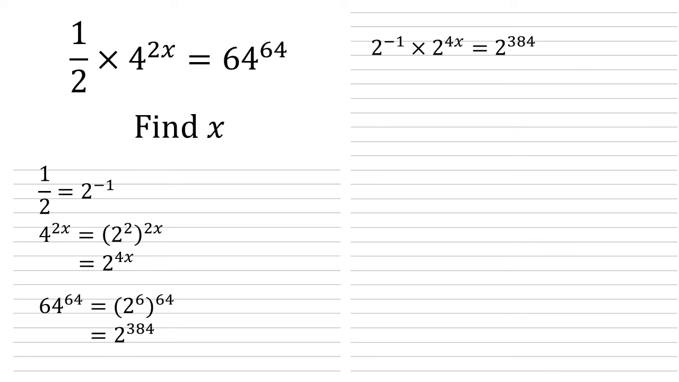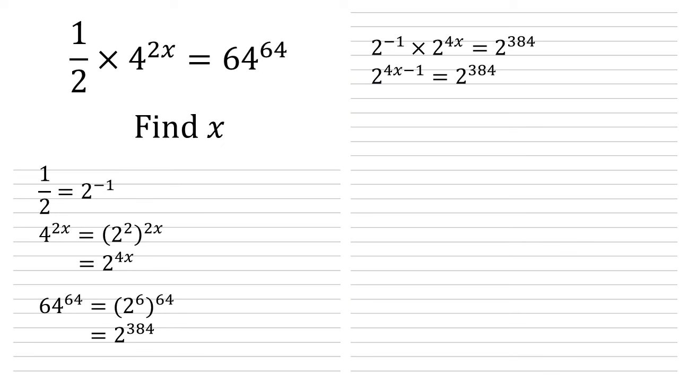So we end up with 2 to the power of minus 1 times 2 to the power of 4x is equal to 2 to the power of 384. So now looking at the left-hand side of this, we've got two powers of 2 multiplying together. So as those bases are the same, they're both 2, again by laws of indices, we can add those powers together. So the minus 1, add the 4x, so we end up with 2 to the power of 4x minus 1, and that's still equal to the same right-hand side, 2 to the power of 384.